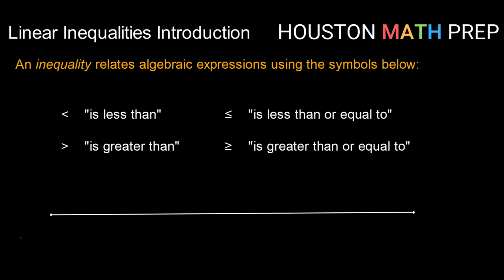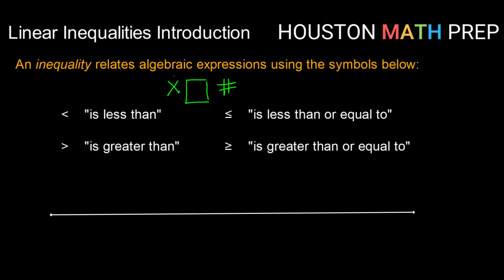In this video, we're going to look at an introduction to linear inequalities. We're going to start with what is an inequality. An inequality relates algebraic expressions using symbols like the ones below instead of an equal sign, which would give us an equation. So an inequality takes two quantities, typically a variable quantity, and then either some number or expression, and it relates them using one of these four symbols.